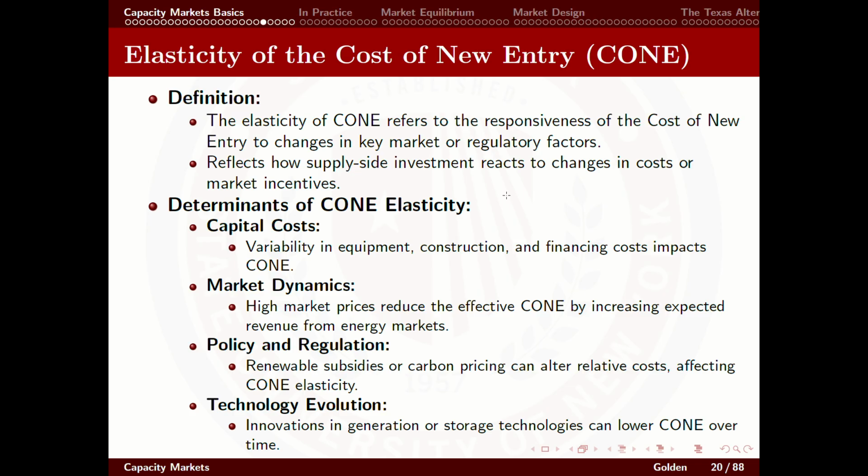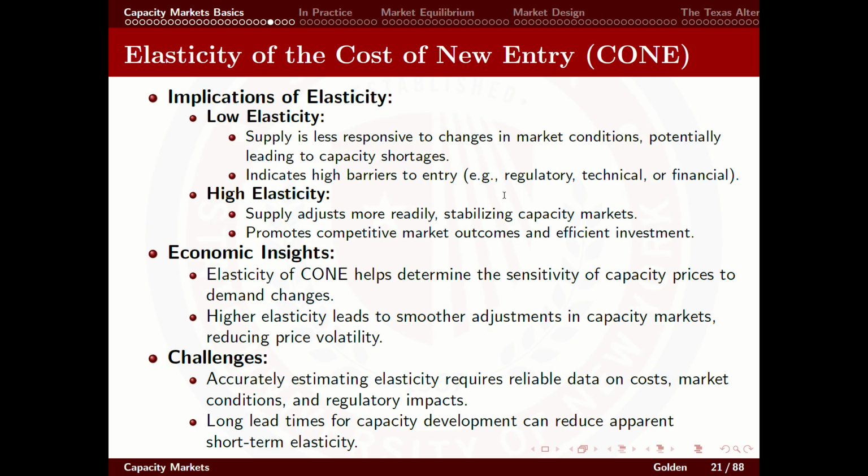And then renewable subsidy and carbon pricing can alter relative costs and change CONE elasticity. And then technological evolution, innovations in generation and energy storage, can lower CONE over time. Low elasticity means supply is less responsive to changes in market conditions, potentially leading to capacity shortages. This indicates a high barrier to entry, whether regulatory, technical, or financial. And then high elasticity, supply adjusts more readily, stabilizing capacity markets. It promotes competitive market outcomes and efficient investment.